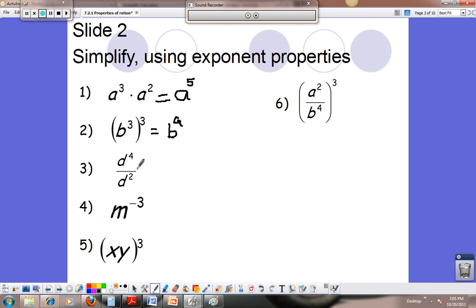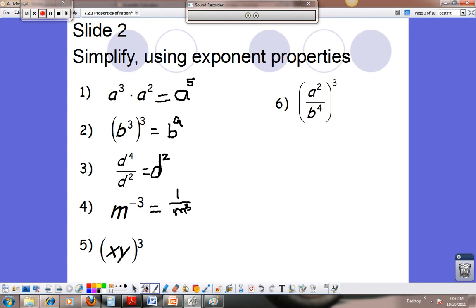When we're dividing, remember, we're going to subtract the exponents. And these are going to be really important that you remember how to do, because the next step is that we're going to do these with fractions. So m to the negative 3, remember negative exponents, all that means is we're going to change its position. So if it was up, we're going to move it down. So it'll be 1 over m to the 3rd.